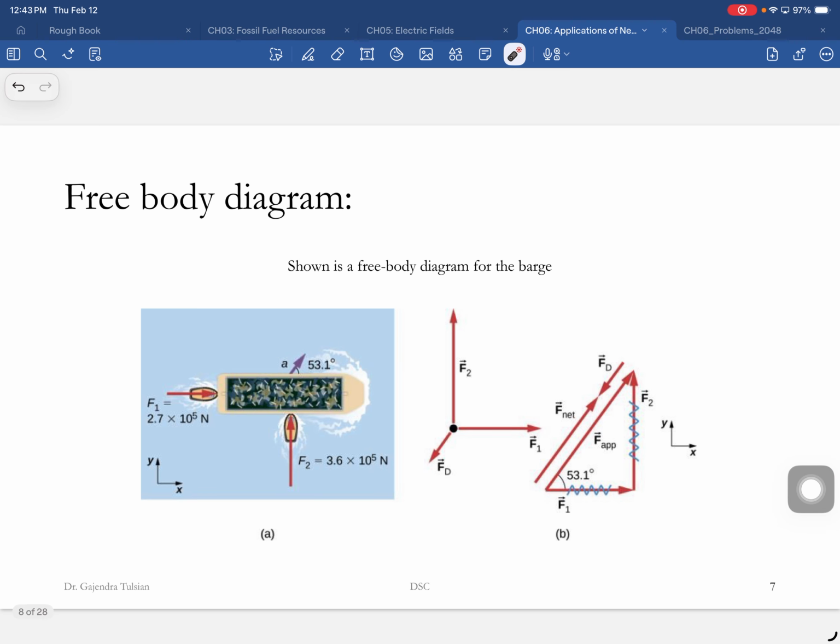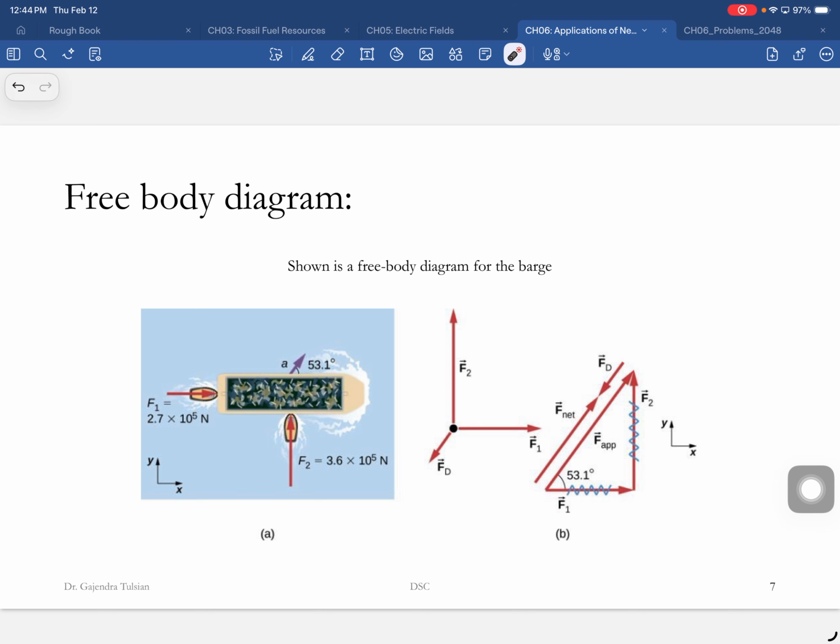Okay, so let me give you a counterexample here. So here's a barge. This tugboat is pushing on it, and this tugboat is pushing on it, and the barge is accelerating that way. What if this tugboat was pushing on it here? What would happen? The angle would be larger because it's pushing it up. Okay, so if this tugboat pushed on it here, this barge would spin.